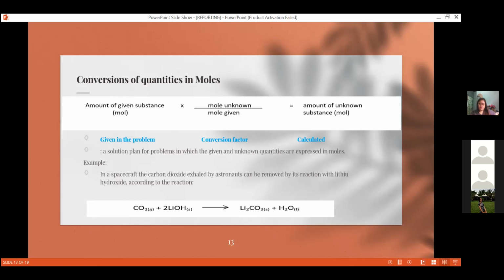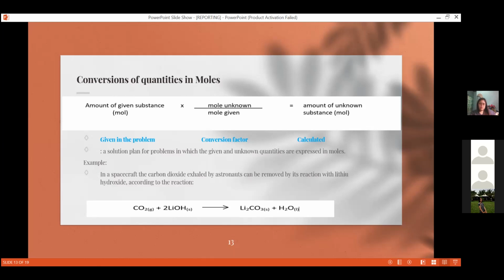For example, in a spacecraft, the carbon dioxide exhaled by astronauts can be removed by its reaction with lithium hydroxide. According to the reaction, carbon dioxide plus 2 lithium hydroxide will have a product of lithium carbonate plus water.